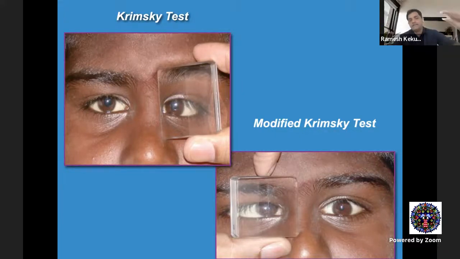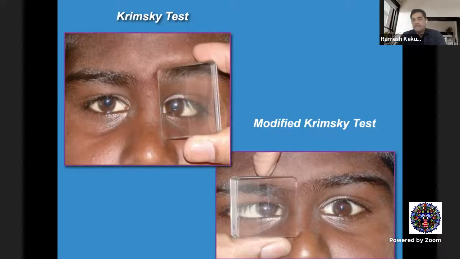Krimsky's test is when I place the prism in the non-dominant eye, the squinting eye, as you can see in the first picture. Modified is when I put it on the normal eye and see the centration of the squinting eye. Practically, I think modified Krimsky is very useful, because if you use a prism directly, you will have a parallax error created by that, and you may not be able to see where exactly the centration is. So by using a prism in the normal eye, you keep on increasing till you see the centration of the left eye.